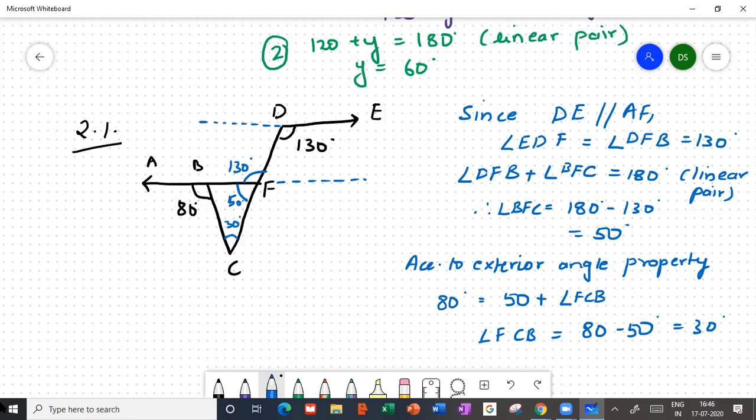Anybody has a doubt? Ma'am, yes, we can also solve this using co-interior angles, right? If we make a line from point C which is parallel to AB and DC, then using co-interior angles, we can find the value of FCB.